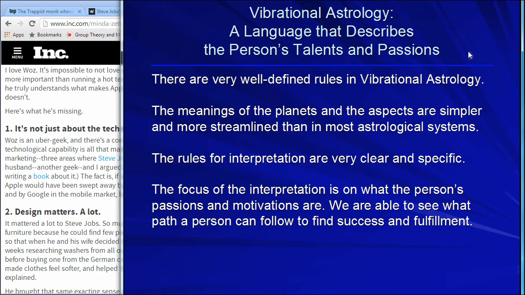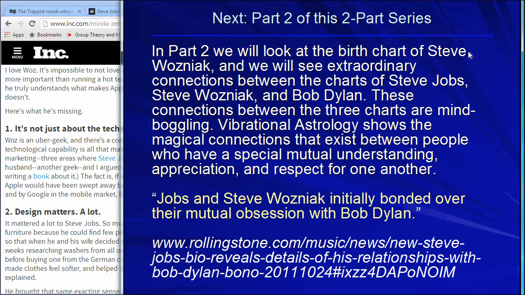It's a very interesting form of astrology that's in some ways a lot easier, even though the language is different and it may take you some time to get used to. The rules are clear. There's not a lot of leeway. We have very exact rules for what the orbs are, what the meaning is depending on the orbs, etc. The rules for interpretation are very clear and specific. And the focus of vibrational astrology is to interpret what the person's passions and motivations are. We are able to see a path that a person can follow to find success and fulfillment.